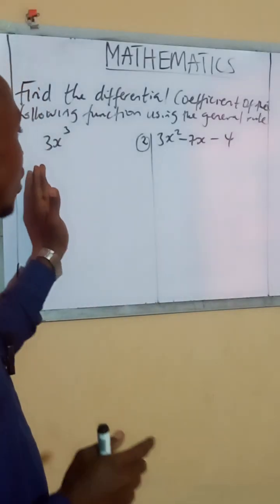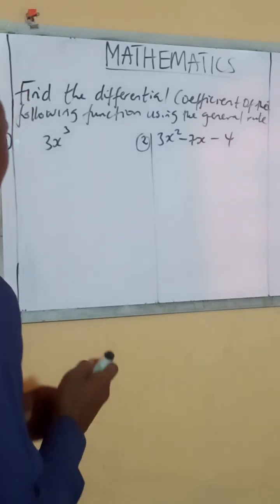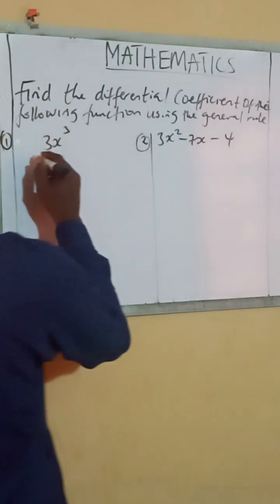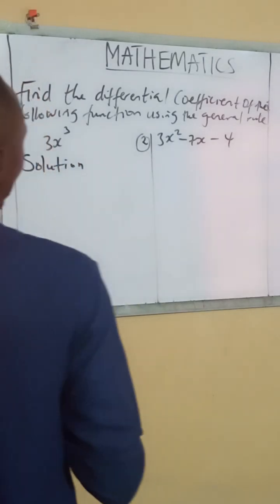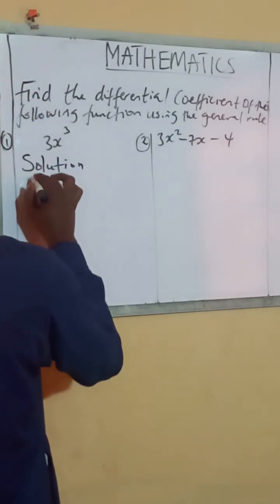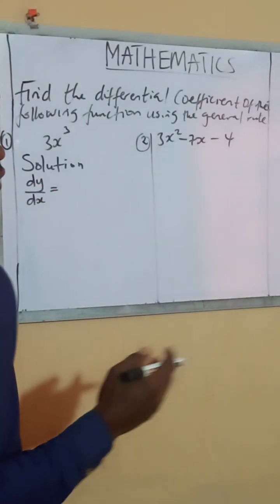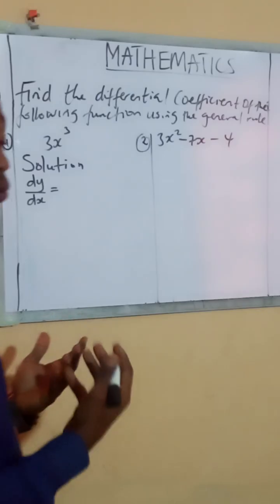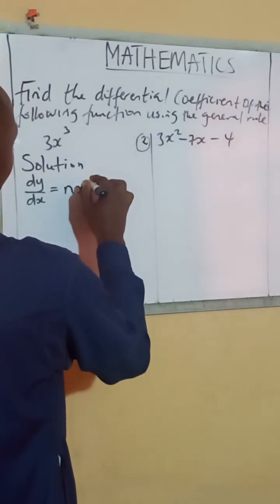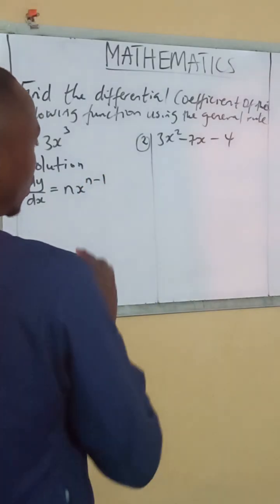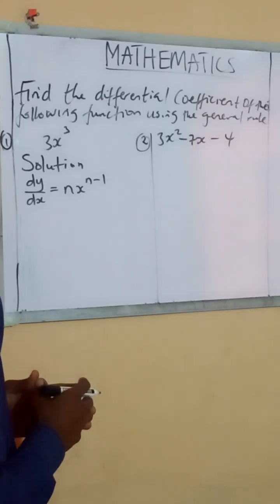The first number one question here, 3x raised to the power of 3. How do we do this? Solution. We first want to introduce our dy over dx. Since we are using general rule, we have to bring out the rules first before solving, which is what? Our n x raised to the power n minus 1. This is the formula in using to solve general rule.